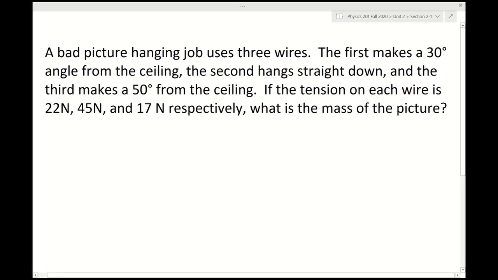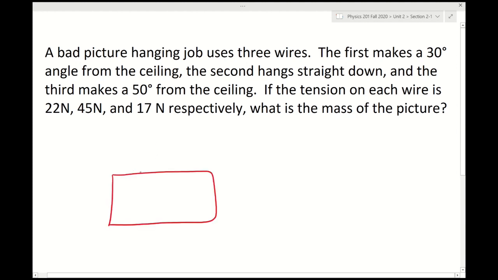A bad picture hanging job uses three wires. The first makes a 30-degree angle from the ceiling, the second hangs straight down, and the third makes a 50-degree angle from the ceiling. If the tension on each wire is 22, 45, and 17 newtons respectively, what is the mass of the picture? So we're looking at something that's rather like this.